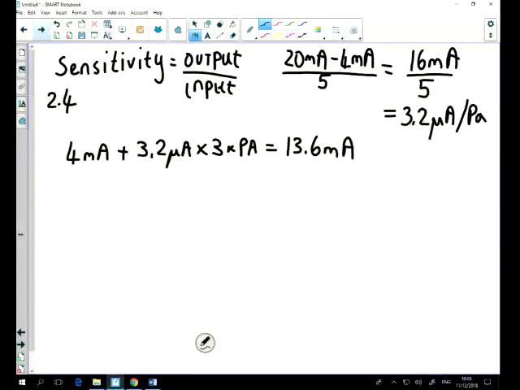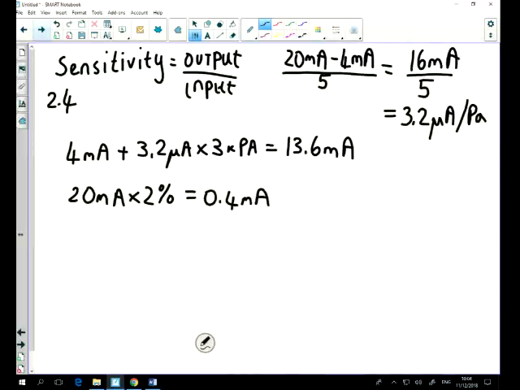So that's what you would expect it to read, but then obviously it's got accuracy, which could affect what you actually get. So the accuracy is based on the full scale reading, which is 20 milliamps. So its accuracy is 2%. So you need to work out what that actually means. So it's 20 milliamps times 2%. 0.4? Yeah. Plus or minus 0.4.